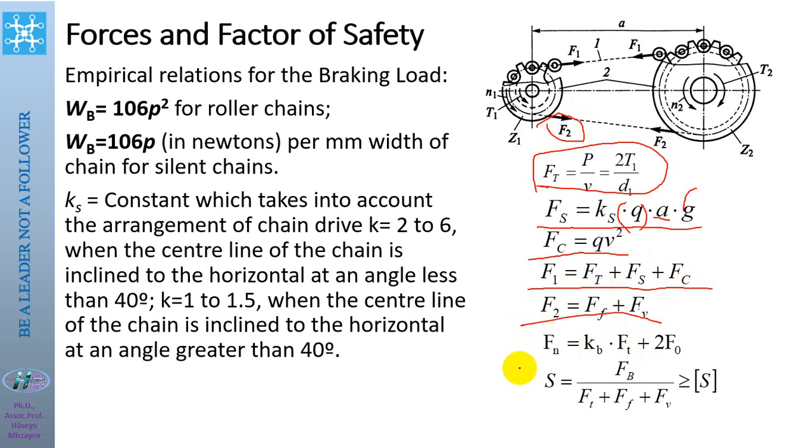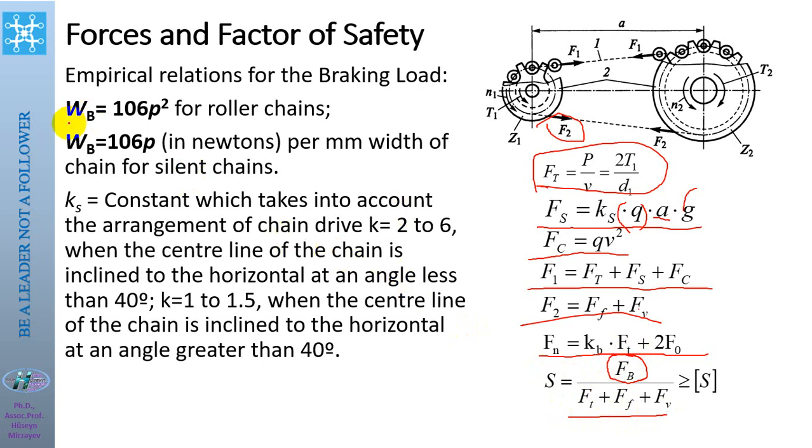Force acting from the chain to the shafts is calculated using this equation: Kb Ft plus 2F0. F0, force acting on the sides of the shafts. And safety factor may be calculated as breaking force, selected from the tables, divided by force acting on the driving side of the chains.